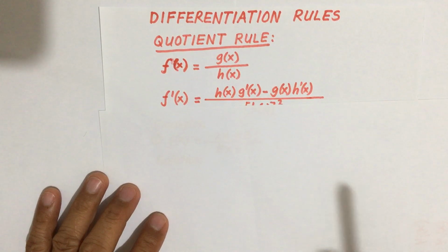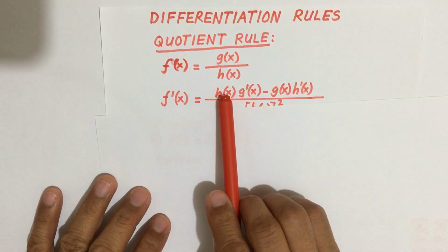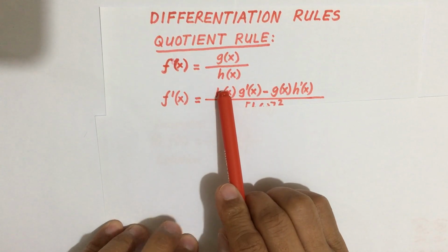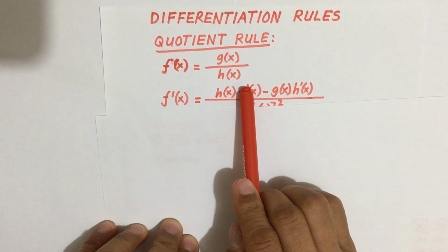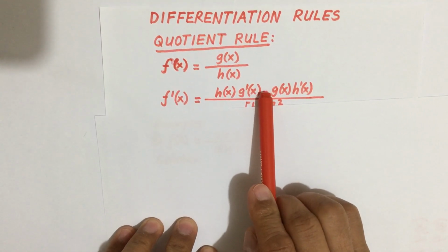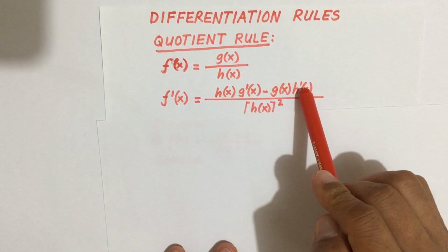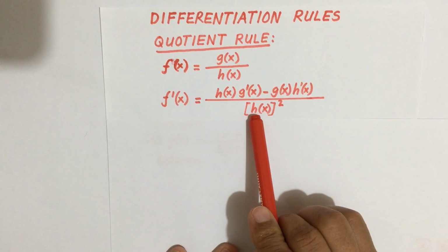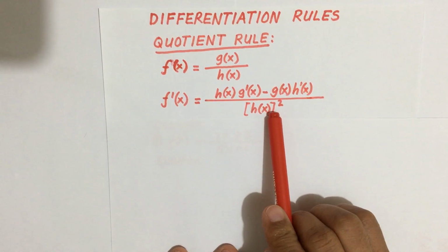f of x, the derivative of our function, is simply we have some other function of x, which is the denominator. So the denominator multiplied by the derivative of the numerator, minus the numerator multiplied by the derivative of the denominator, and divided by the square of the denominator. Alright?